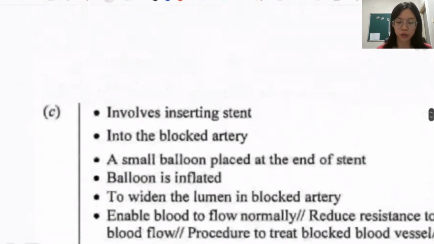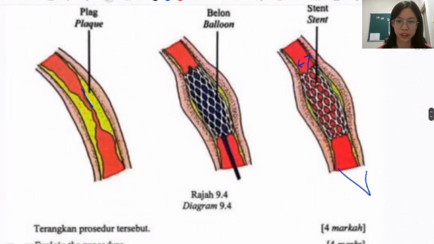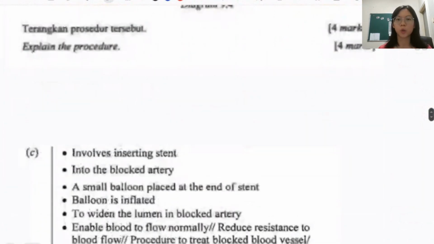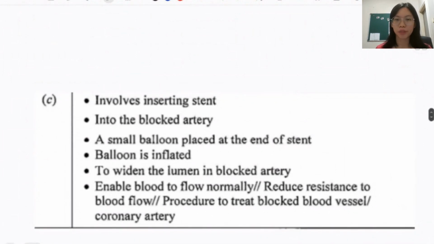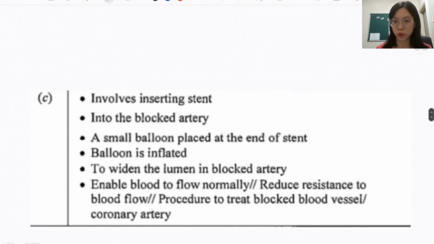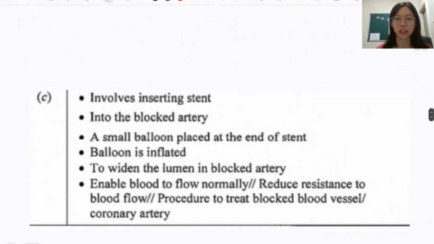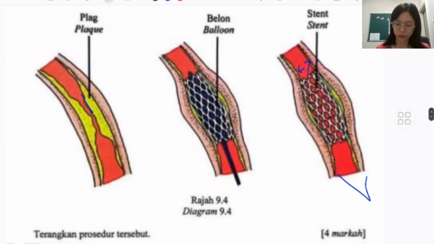All right. Explain the angioplasty procedure. It involves inserting a stent into a blocked artery, and a small balloon is placed at the end of the stent. The balloon is inflated to widen the lumen in the blocked artery. This would enable the flow of blood to be normal and reduce resistance to the blood flow. So this is a procedure to treat blocked blood vessels. So, ta-da, you can see this part right here.